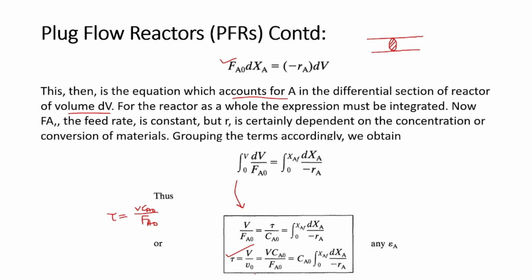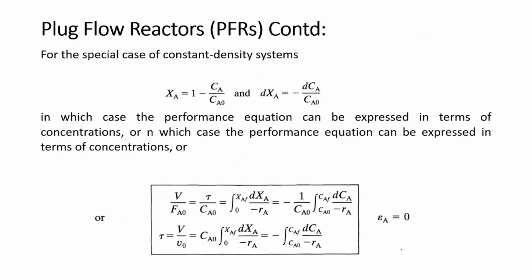from 0 to xf. Or if you want to write in terms of the residence time, you can write it in this form: tau is equal to V by small v naught. Small v naught is the volumetric flow rate, which is equal to V into Ca naught by Fa naught, is equal to Ca naught into integral dxa by minus Ra from 0 to xf, with epsilon A. Epsilon A is the fractional change in volume. So when the liquid volume is not constant, you can use this type of expression.